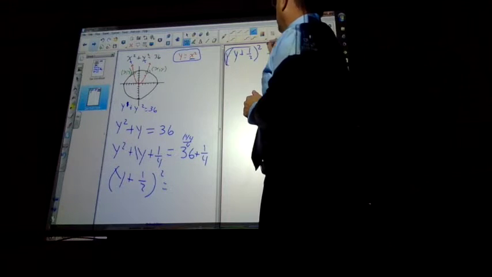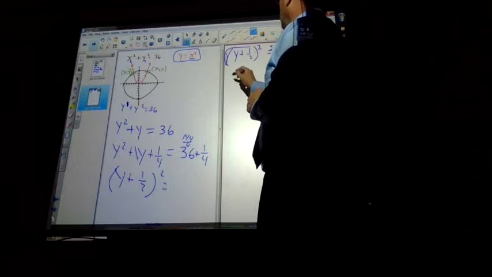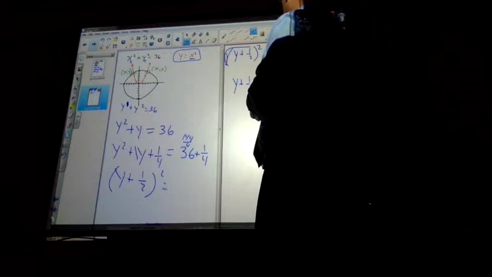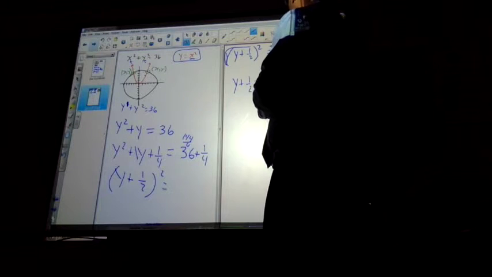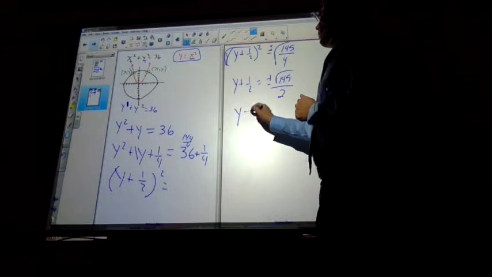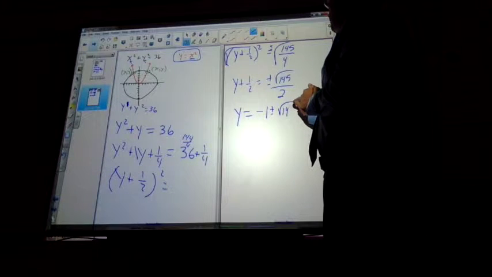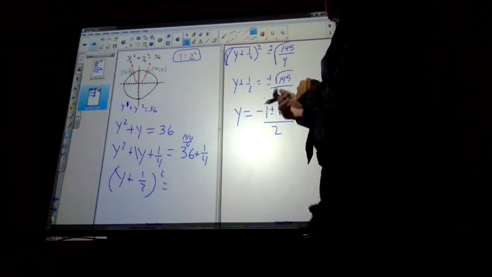And if I take the square root of both sides, don't forget the plus or minus. So I'm going to get y plus half is equal to plus or minus the square root of 145 over 2. So then I'm going to get y equals negative 1 plus or minus root 145 over 2.